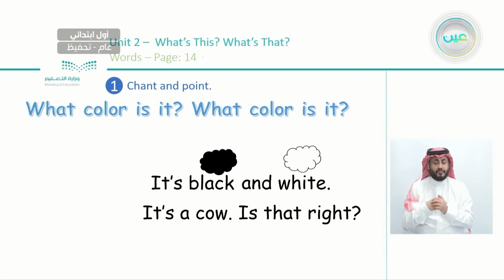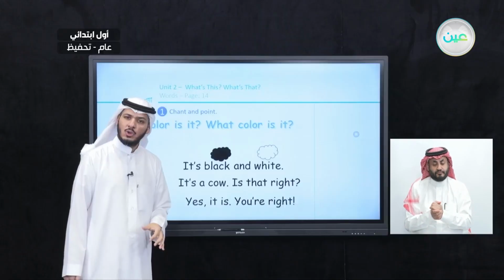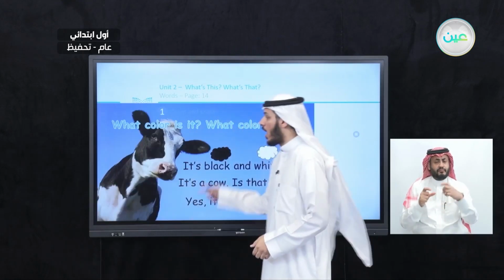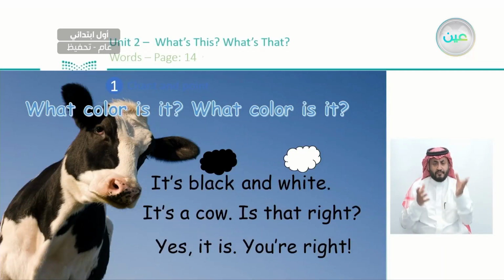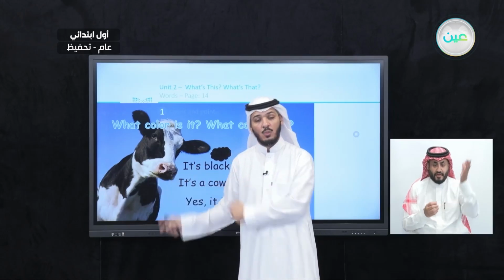It's a cow. Is that right? Yes, it is. You are right. So, can you tell me what does it mean, cow? Yes, this is the cow. Perfect. So, we have a cow here. And the cow has two colors. What are they? Black and white. So, this is what? This is the cow. Perfect.